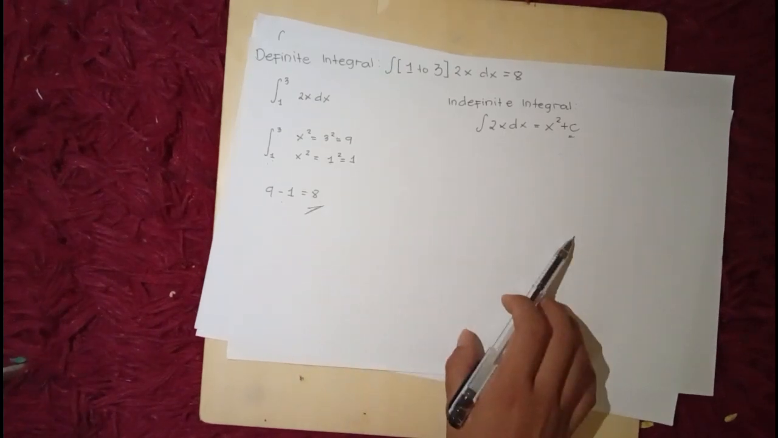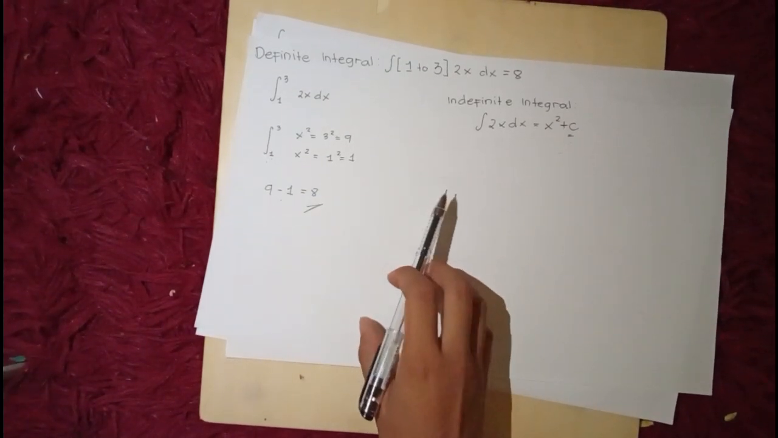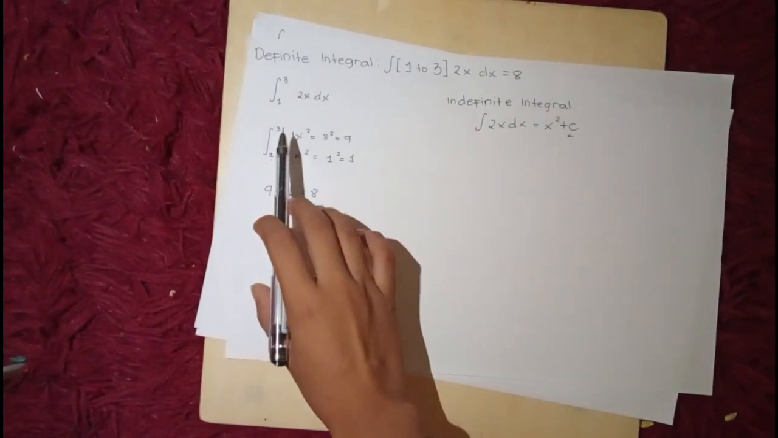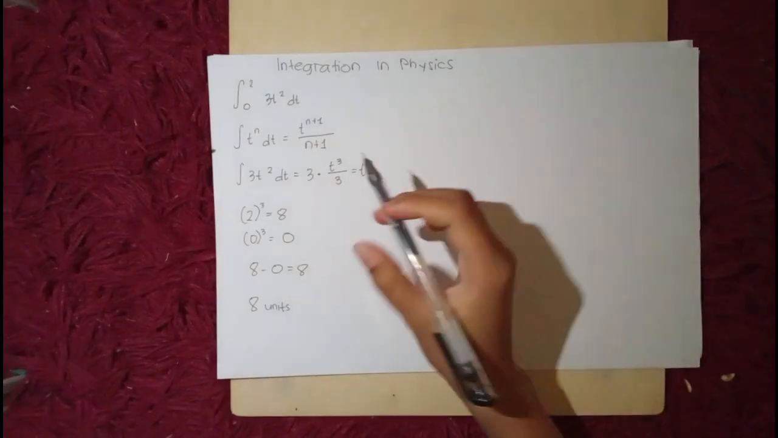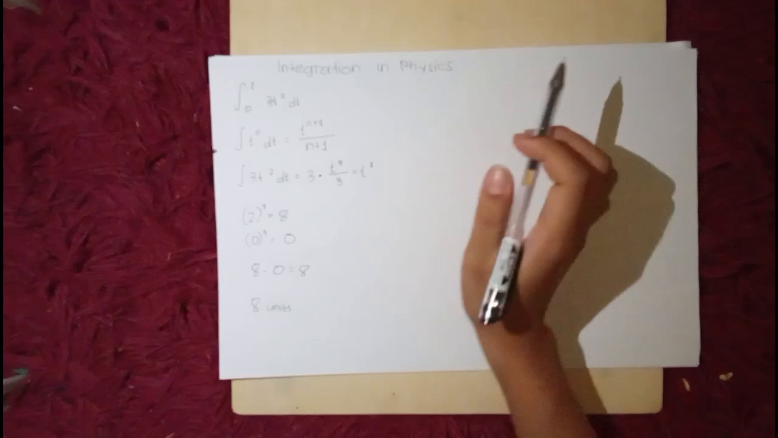So the value of the definite integral is 8, which represents the exact area under the curve between x equals 1 and x equals 3. In the objectives, I put there the real-life application. That's why I chose the integration in physics.